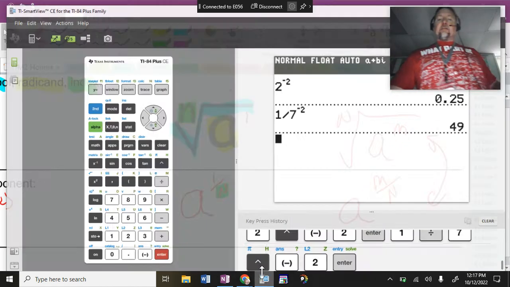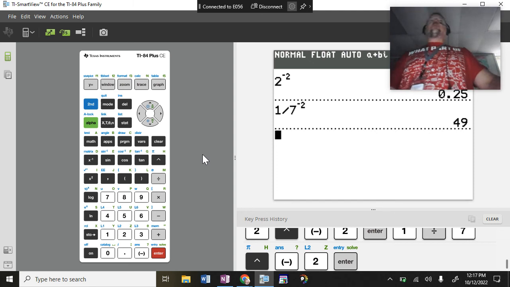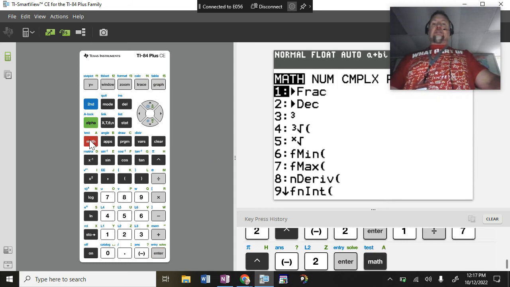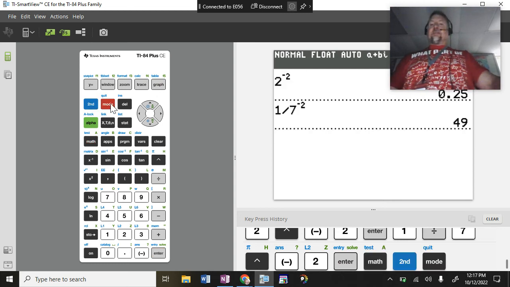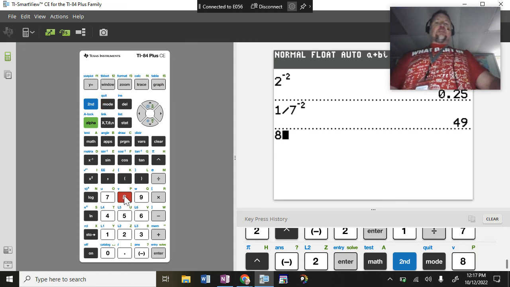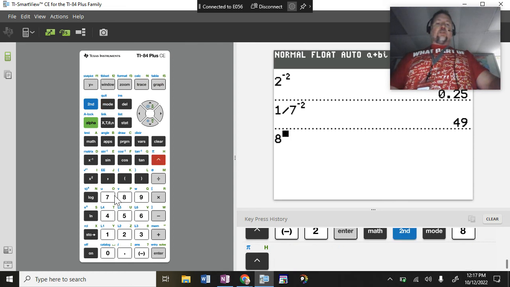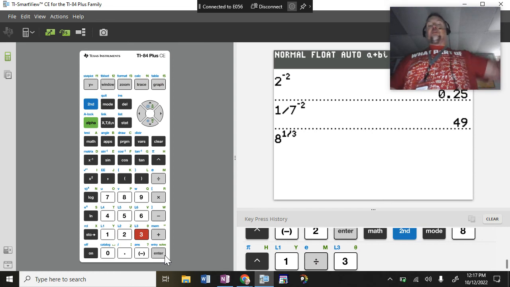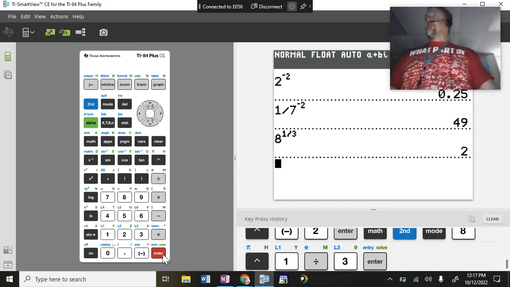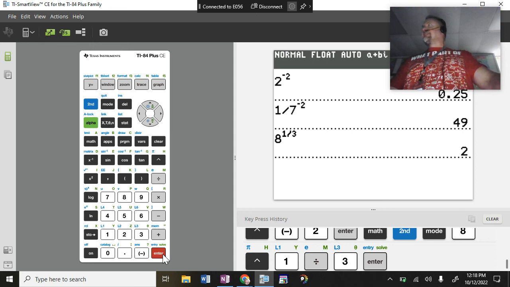Prove it on the calculator. Somebody asked me last hour, where's the cube root button? And I didn't even answer them, and I should have. It's in the math section. What's the cube root of 8, everyone? 3, 2, 1, go. 2. Guess what 8 to the 1/3 power is then? 3, 2, 1, go. 2. See how the calculator verifies that?